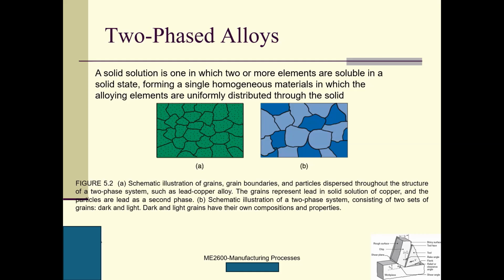This is a schematic illustration of grain boundaries and particles dispersed through the structure of a two-phase system. So these are grains, and these dots are the particles dispersed through the structure. The grains represent lead in solid solution of the copper, and the particles are lead as the second phase. This is the second phase, and these are the grains.